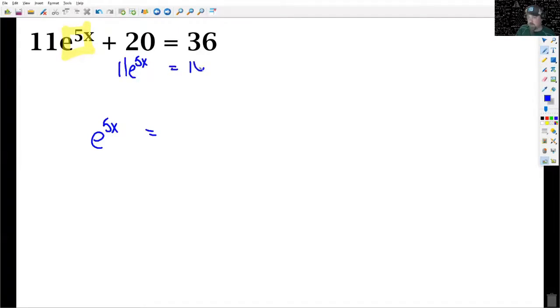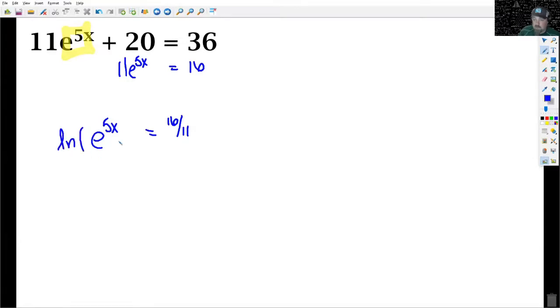When we minus that 20, we get 16. And we're going to divide that by 11. When we divide that by 11, we're going to get 16 over 11. Since we want to maintain our accuracy, we're not going to round that. Now this is where we want to apply log. Actually here, we want to apply natural log because we have base e.